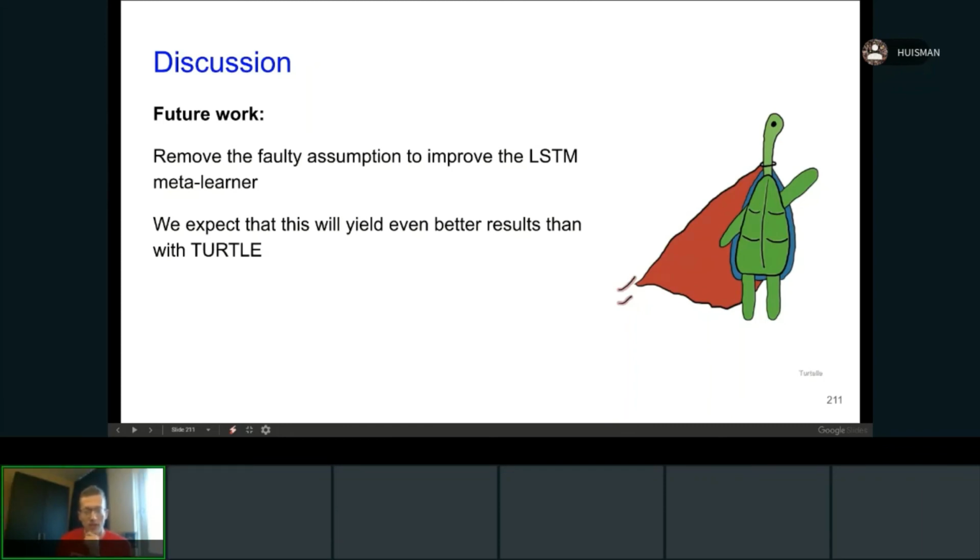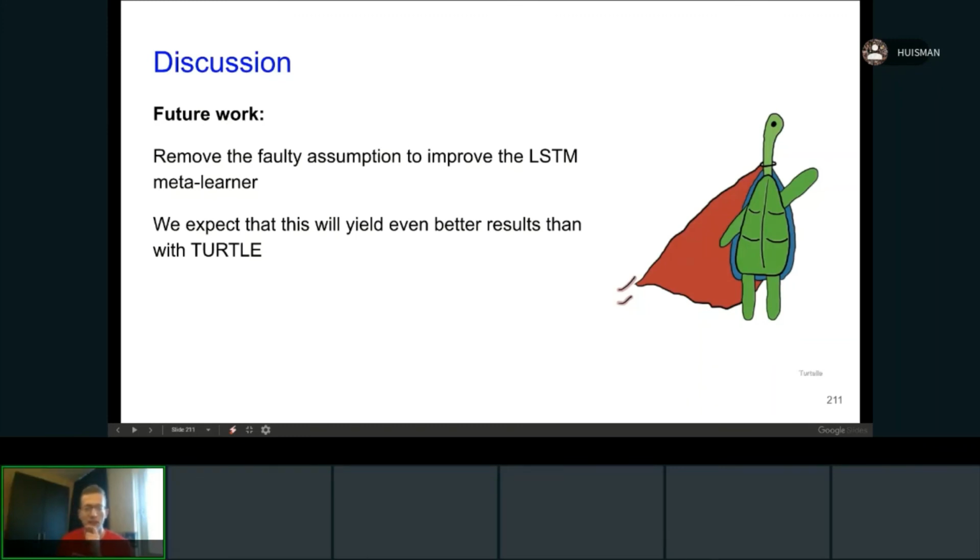Just as a side note, we also think that the performance of Turtle can be improved if we were to perform additional hyperparameter tuning on the image classification problems that we have tested on. But for our purposes, we did not do this because we found that even without it, it was already better than the MAML and the LSTM method in many cases.